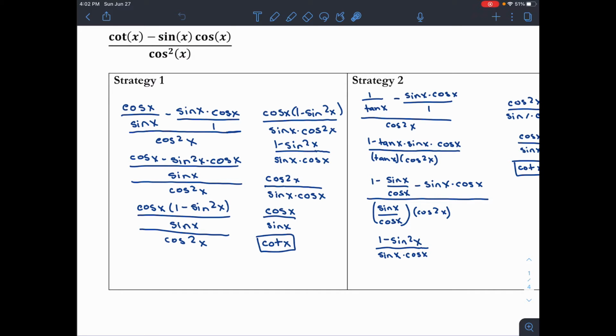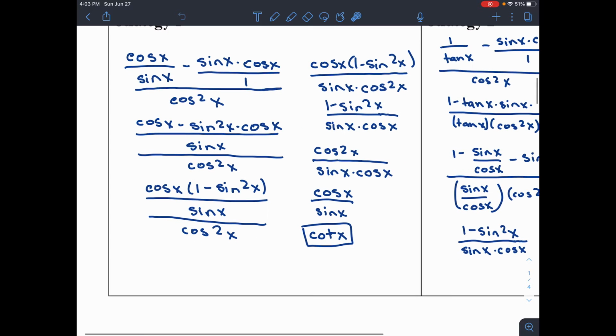Next, we can see that there's cosine here, so we can factor that out. We get cosine x times parentheses 1 minus sine squared x. We just factor out the cosine, and it's still over sine x, and then it's also divided by cosine squared x.